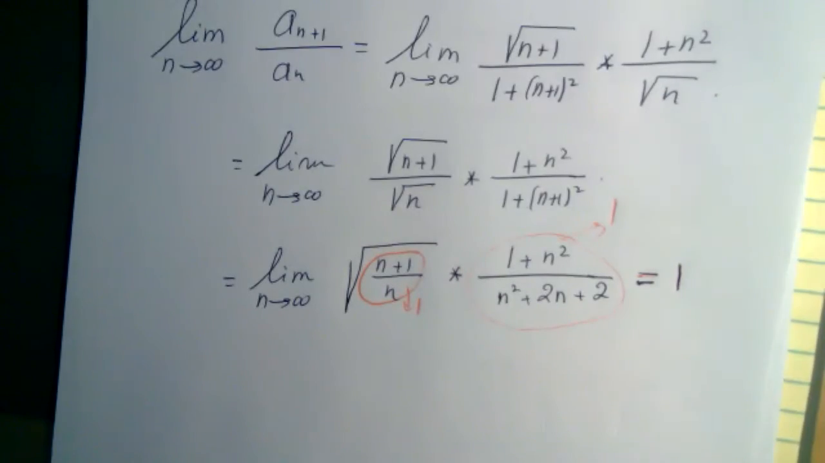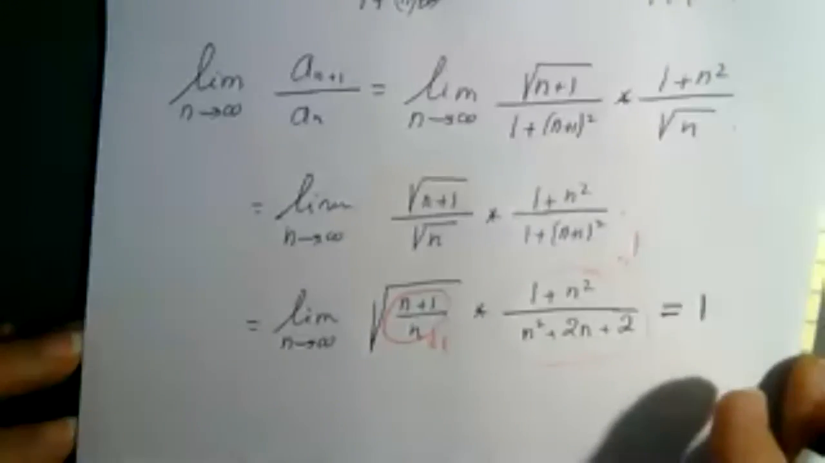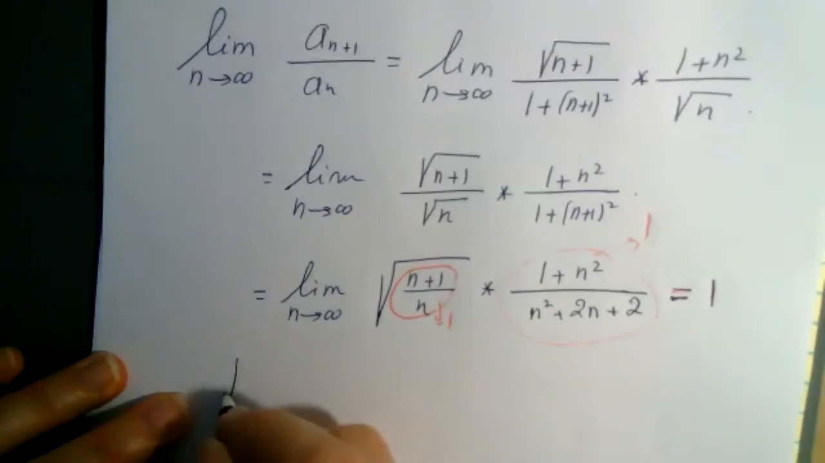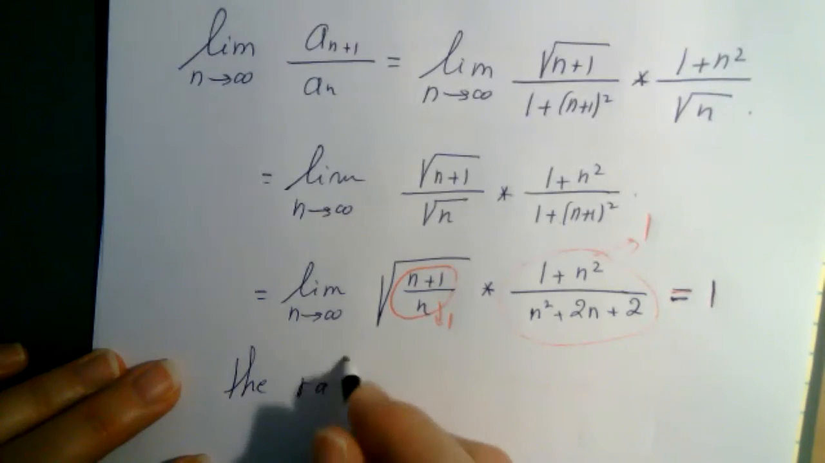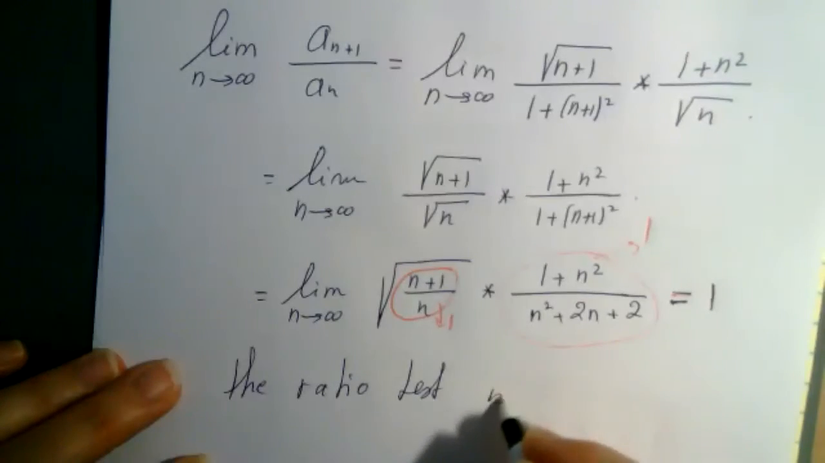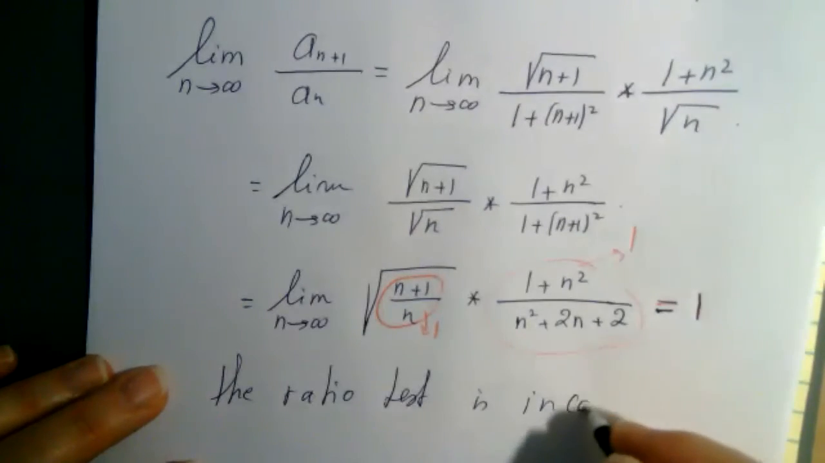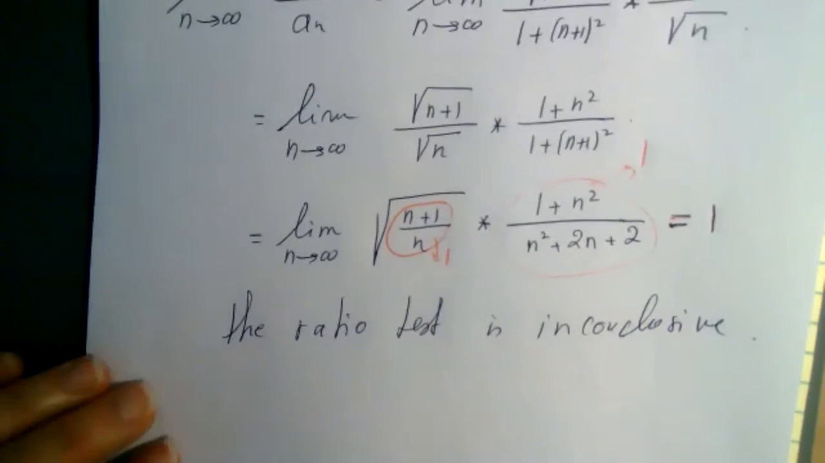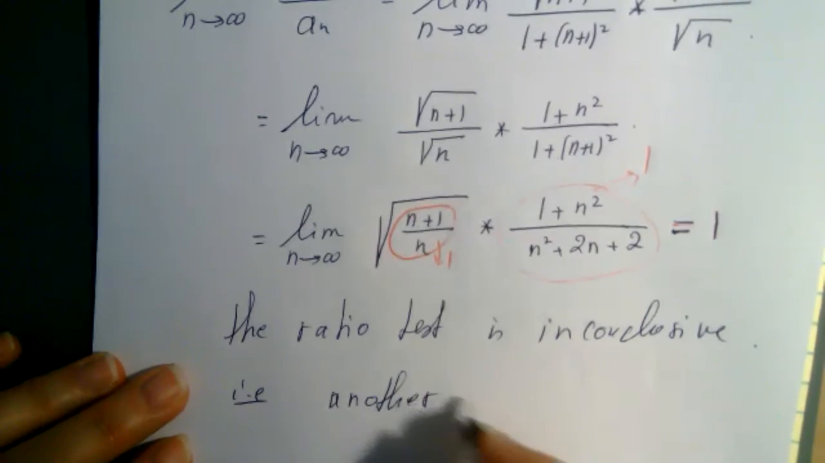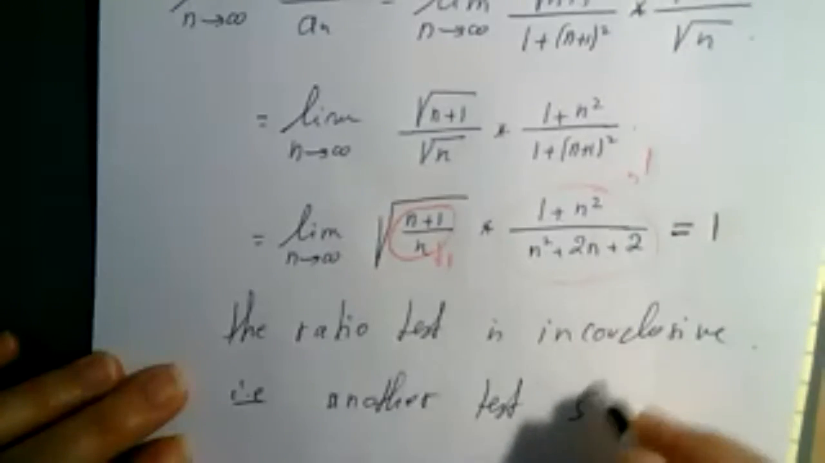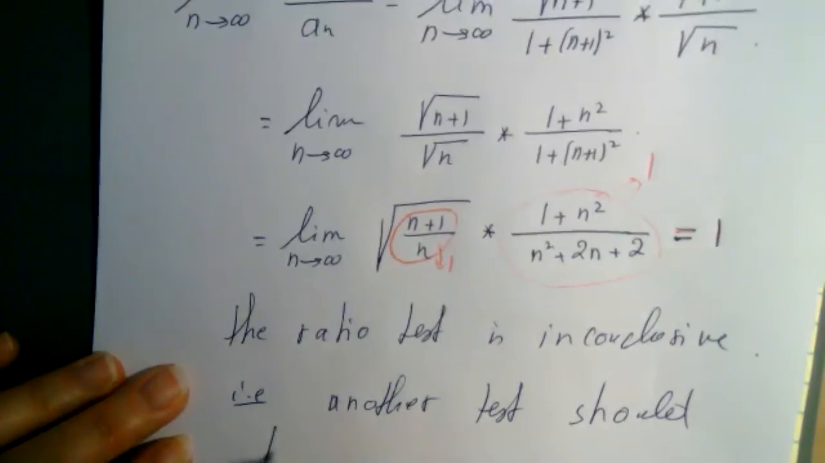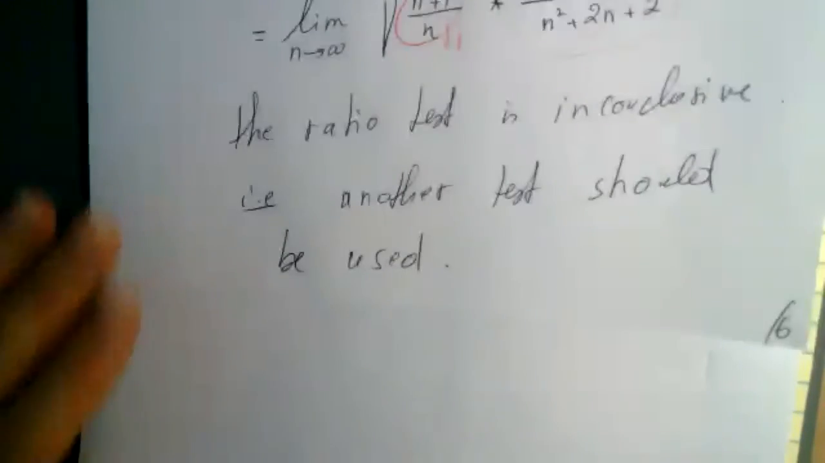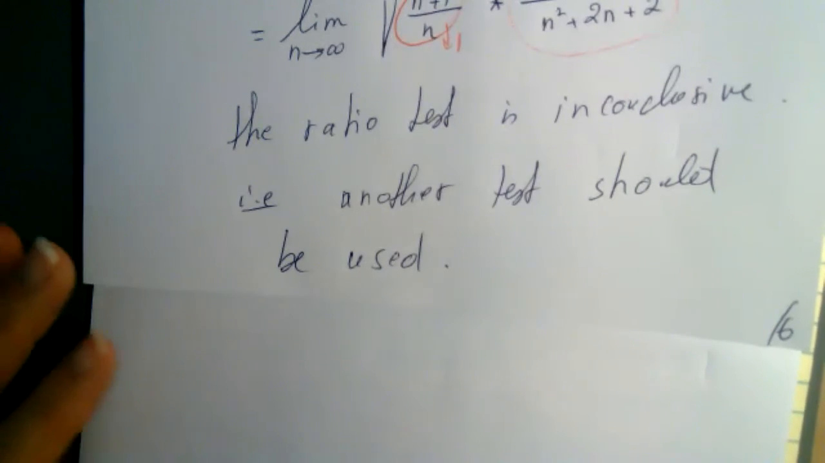So the ratio is equal to 1. Immediately, what can we say? In this case, the ratio test is inconclusive. It means in this situation, I have to try another test. Another test is in order. Another test should be used. Okay, so which test should be used?